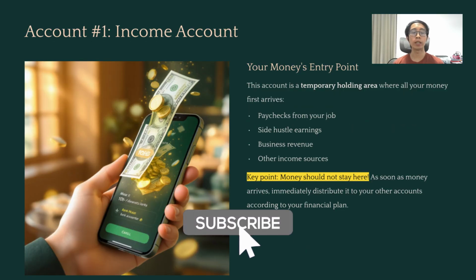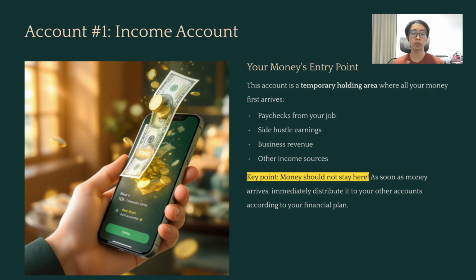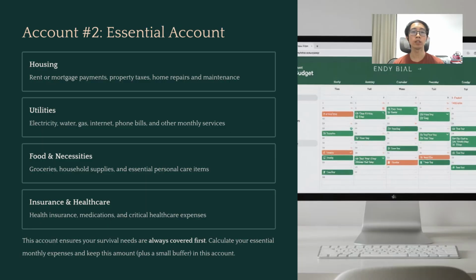For the first account, which is the income account, this is where you want to have all your money come in. So for your salary, from your side hustles, from other income sources, you want to have all your money coming into this main bank account. It means that every bit of money that you have from your job or your salary or your paycheck, it all comes into this bank account. For the next bank account, this is called the essential account, or I will call it the survival account.